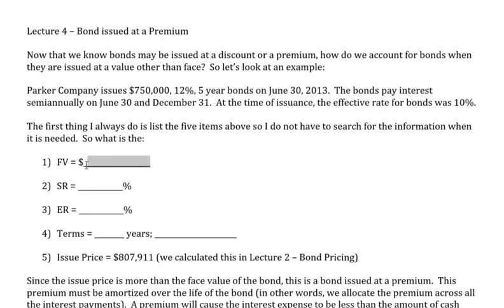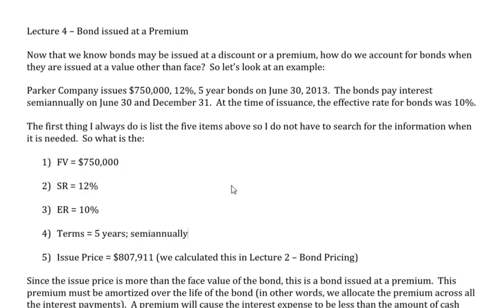All right, so let's talk about our face value here. We know our face value is 750, that's what's on the bond. We know the stated percentage rate is 12%, and we know the effective or market rate is 10%. Now the term is in years. This is a 5-year bond, and it pays semi-annually.